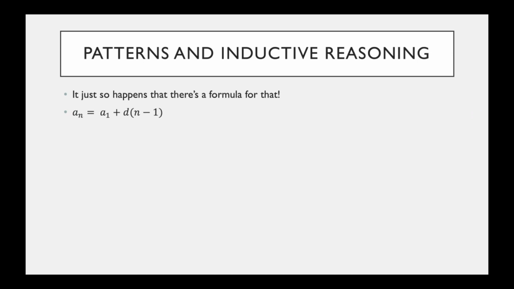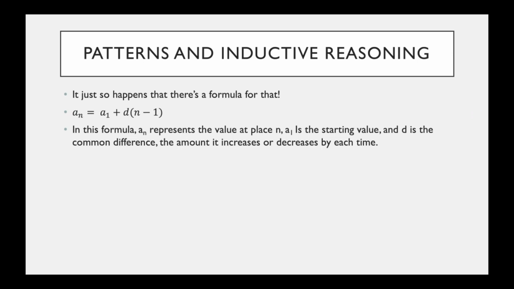Our formula for it is this. I know it looks complicated. It's much simpler than it looks. So a sub n is equal to a sub 1 plus d times in parentheses n minus 1. Now, each of those represents something. So a sub n represents the value at place n. In this case, if we're looking for the 101st value, it would be that 101st value. A sub 1 is the starting value, so whatever value you had at 1. D is the common difference, however much it's going up or down by in each case.